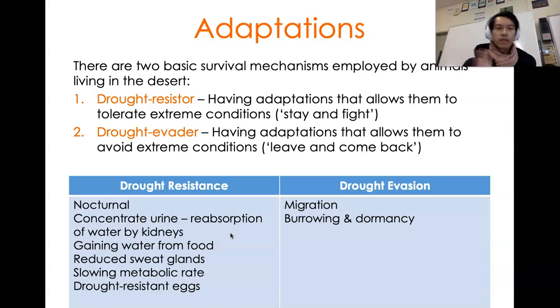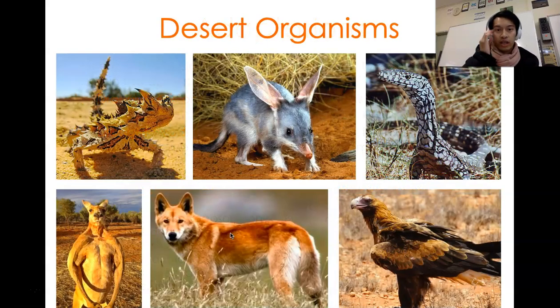Okay, so let's have a look at some of these animals. It's probably the easiest way for me to identify these adaptations is to give you actual examples of organisms and how they actually adapt to living. So here's a general overview of some of the animals that you are going to find living in the Australian desert. Okay, the one in the top left hand corner is the thorny devil.